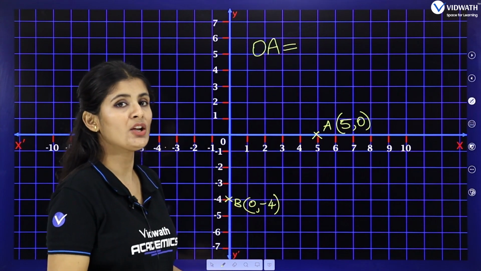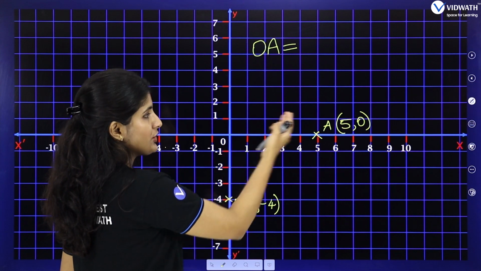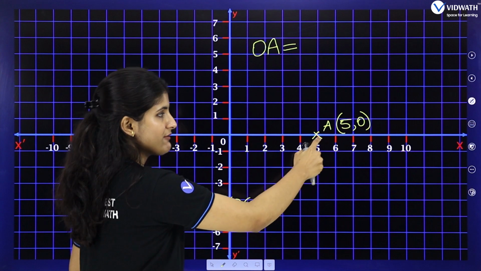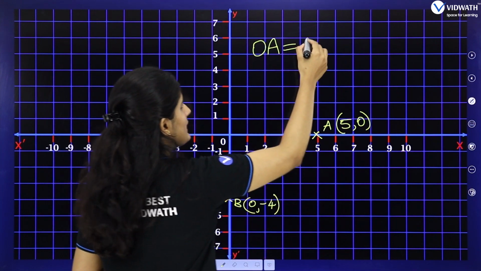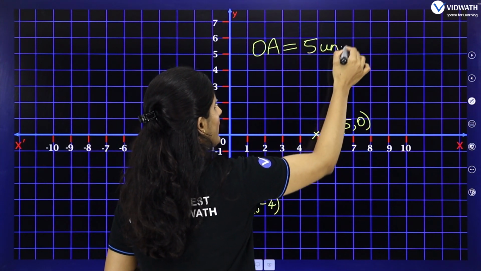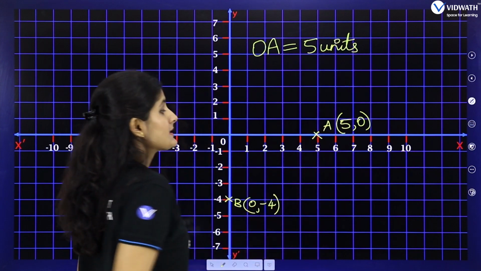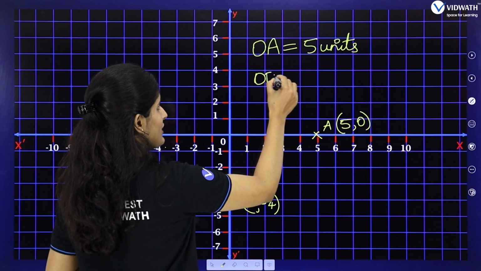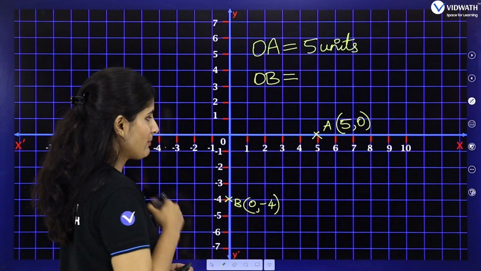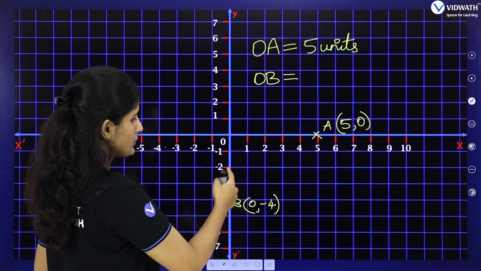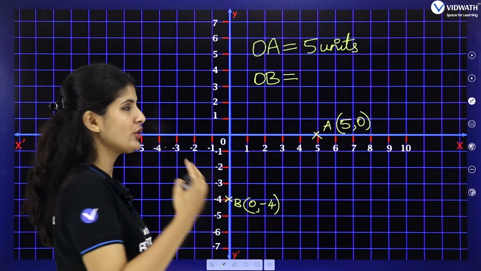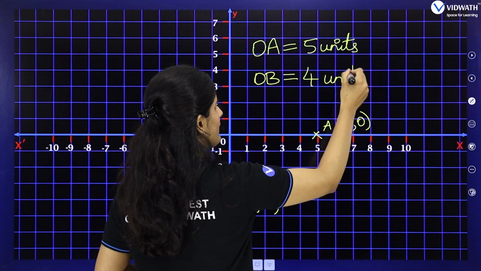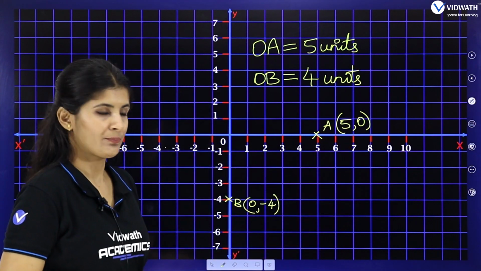To do that, I need to only measure from the origin to the point A. That will be 1, 2, 3, 4 and 5. 5 units is the distance OA. Similarly, the distance OB can be found by measuring from the point O to the point B. That will be 1, 2, 3, 4. 4 units is the distance from O to B.